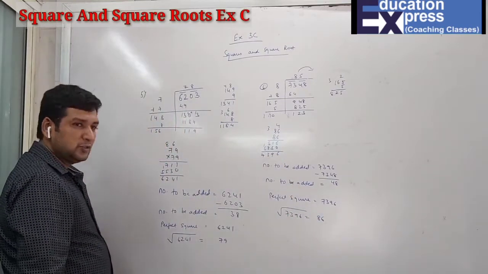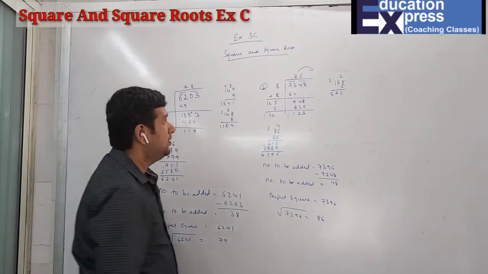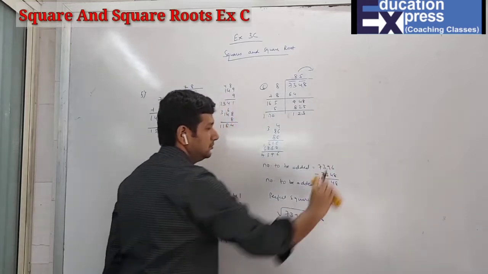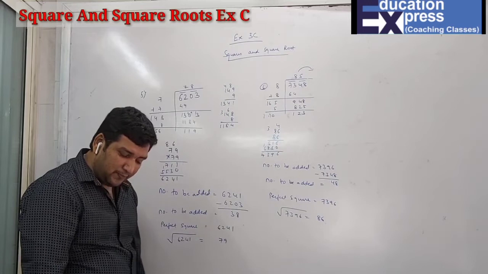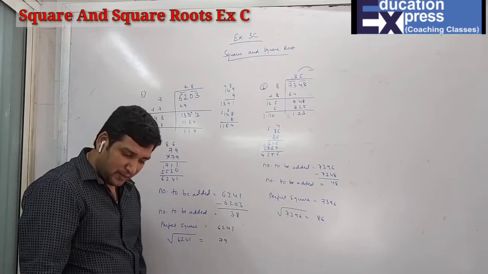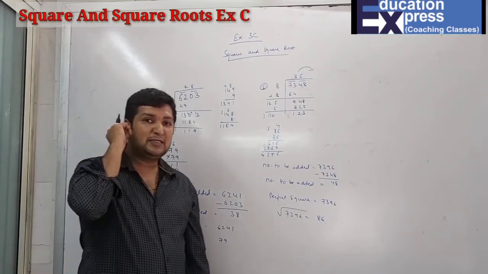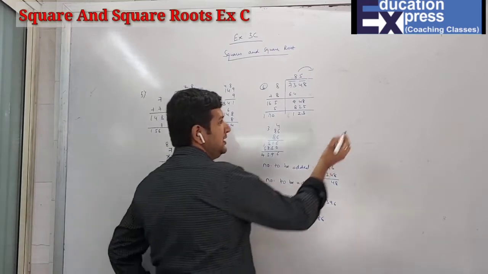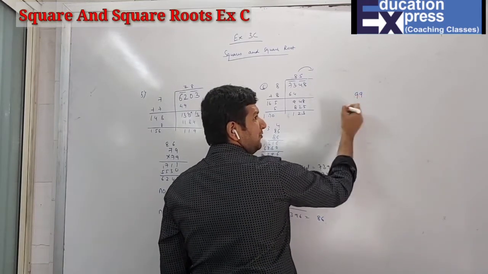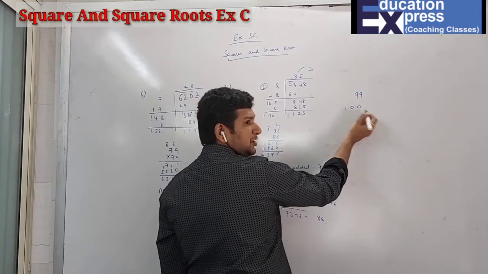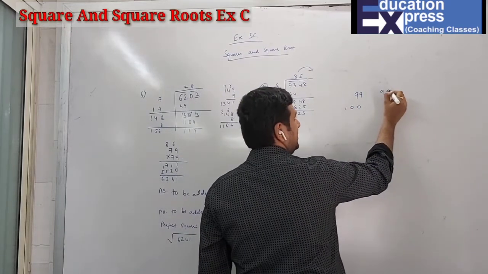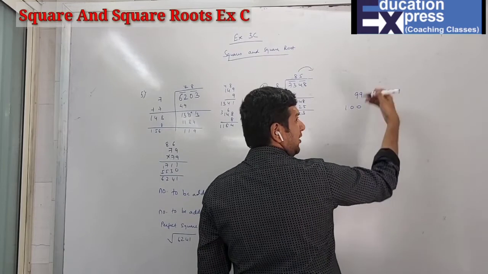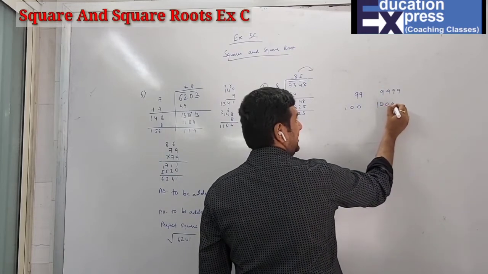Question 6 also done. Now question number 7. Find the greatest number of 6 digits. Tell me students, what is the greatest number of 2 digits? So obviously yes, 99, because after that 100 comes, which is 3 digits. So which is the greatest 4 digit number? You will be saying 9999. Because after that what will come, students? 10,000, a 5 digit number.